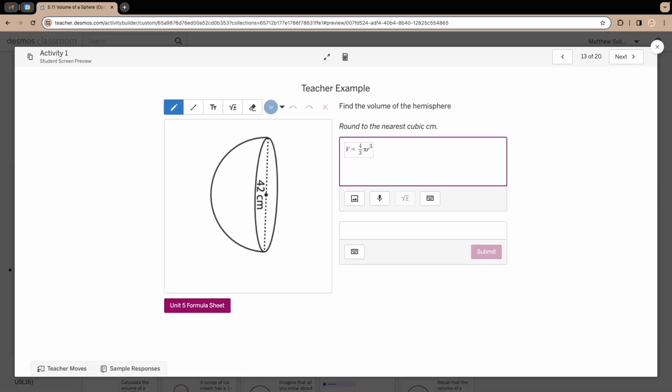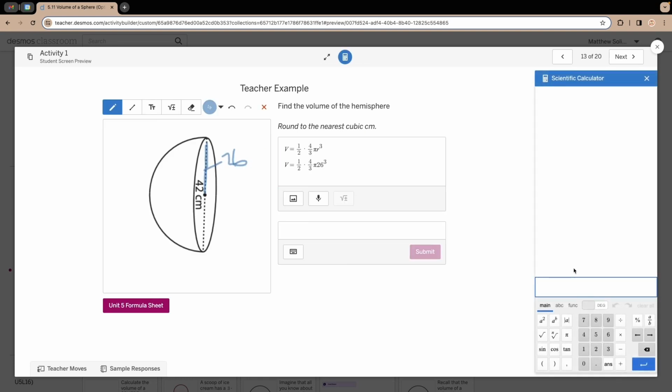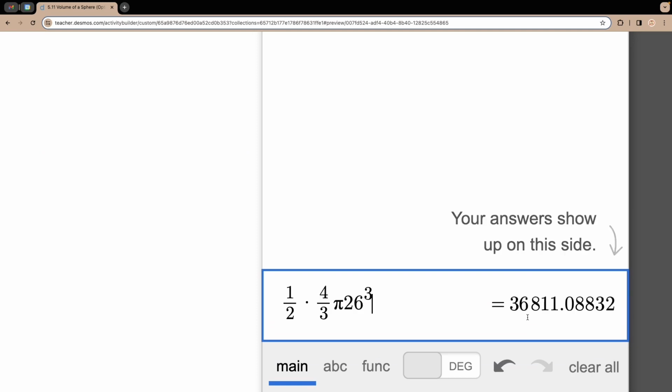It's half a sphere. So I'm going to do 1/2 times 4/3. Right? It's half of it. We also know that half of 4/3 would be 2/3. So I could simplify that now, but I'll just leave it like this. Now, the other thing to notice, the radius is not 42. Right? That's the diameter. The radius is 26. It's half the diameter there. So I'm going to fill in this formula. I'm just going to copy and paste it just to save some time here. And the radius is just 26. If I just put this all in the calculator, I would get my answer. I'm going to copy and paste it into that calculator. Save me some time. 36,811.